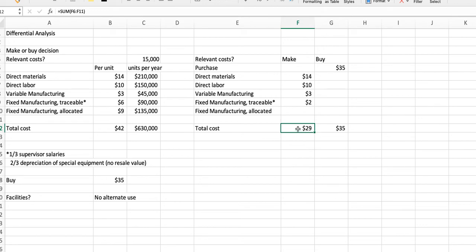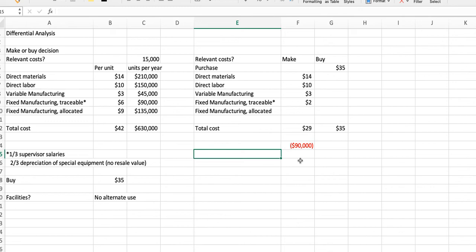And so basically, if we make it, it costs us $29. If we buy it, it costs us $35. And what is the financial advantage? Well, we've got 15,000 of those. And so if we take our 29 minus our 35, and we want to do that first, so we want to put that in parentheses, and we multiply that by the number of units we need, then it's a $90,000 cost savings to make it. Okay, so there's that. So should we accept the outside supplier? Based totally on quantitative or just on the numbers, no, we should not.